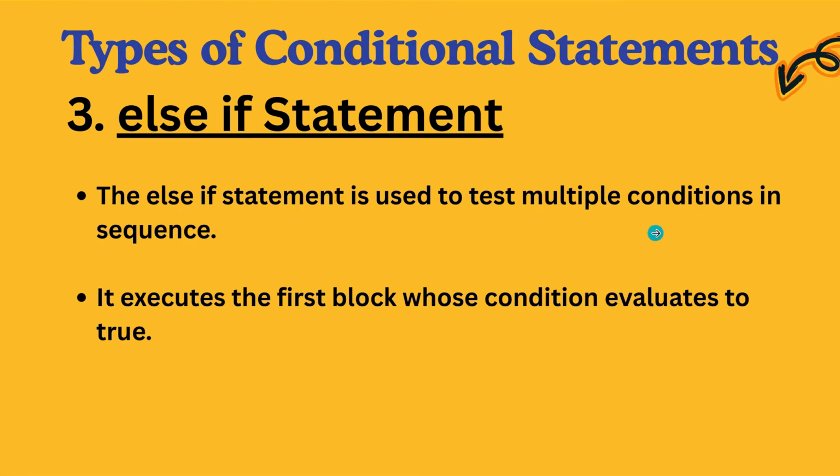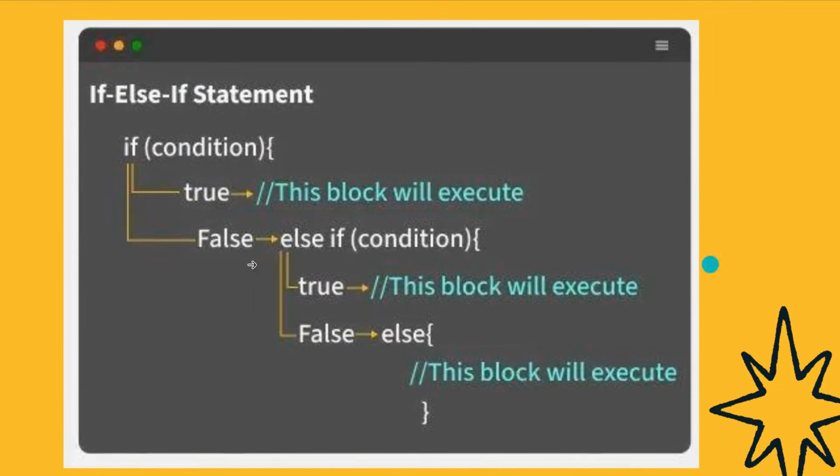The third type of conditional statement is the else if statement. This statement is used to test multiple conditions in any program. It always checks more than 2 conditions and evaluates them from top to bottom until a true condition is found. Let's understand its structure in programming.